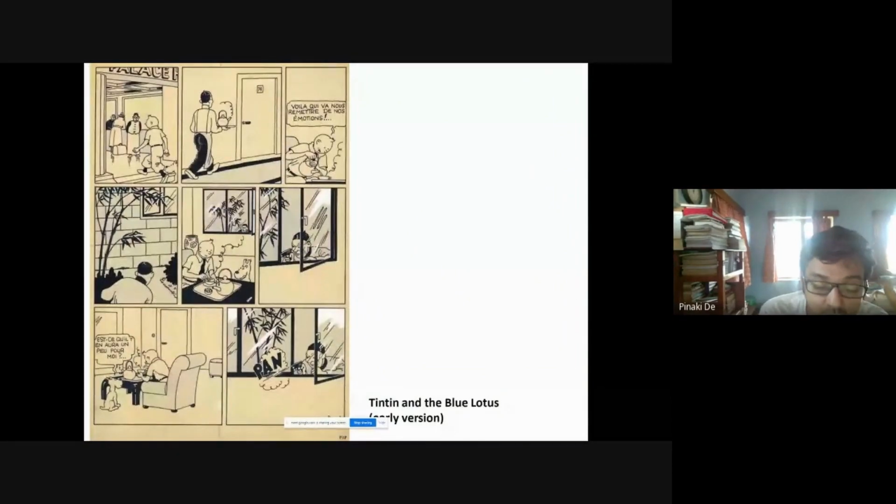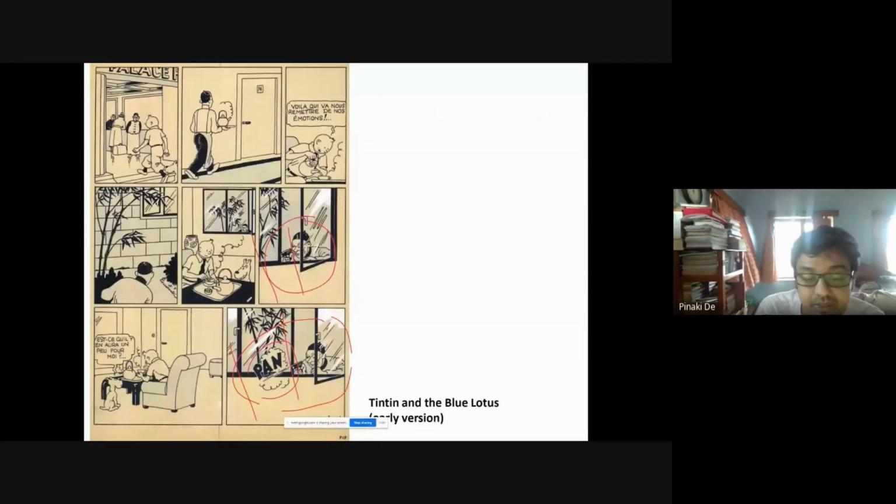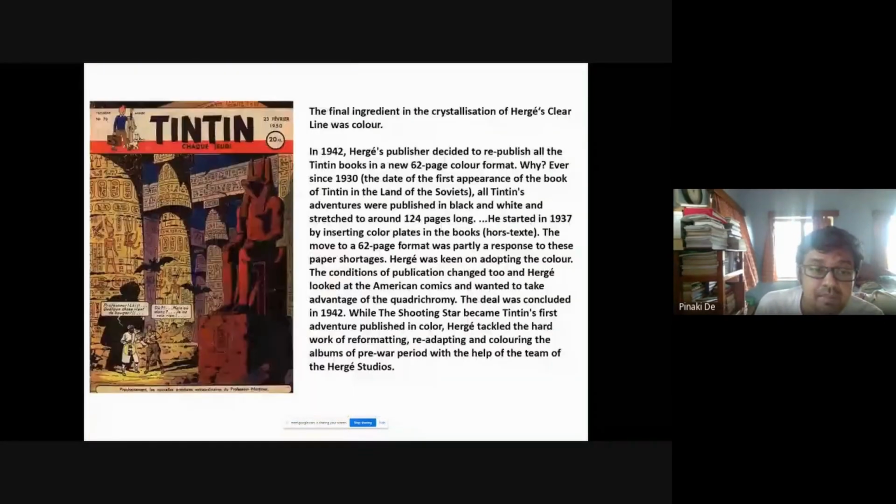And look here, someone is shooting, so there is a lot of action, but just this small bit to show that the same person is shooting. Look, this is introduced, so this is not there and this is introduced. So minimal action, and this is a very important quality of ligne claire.